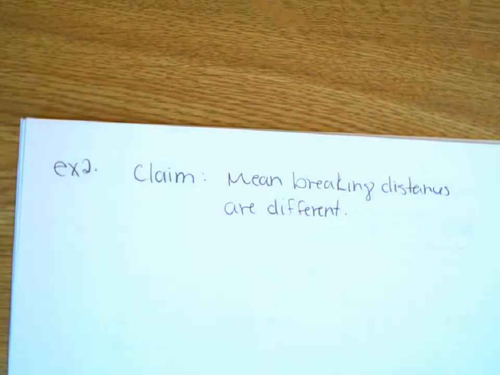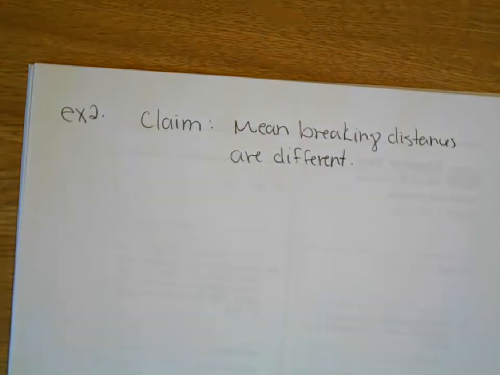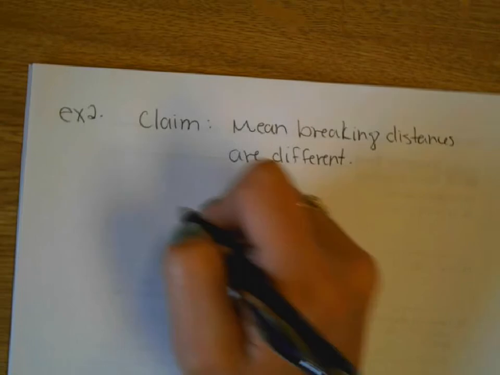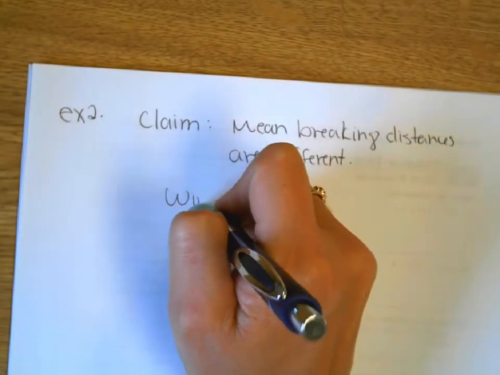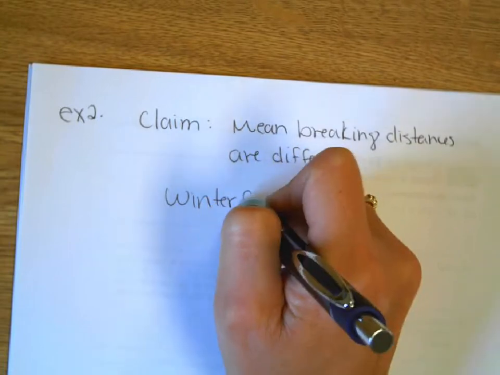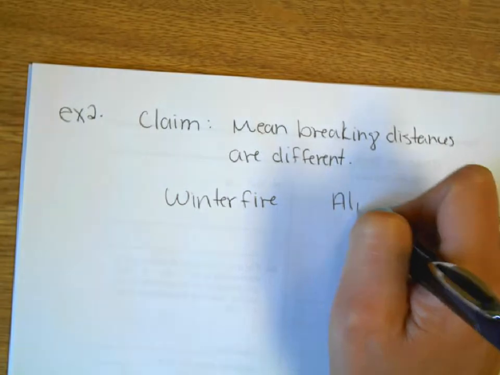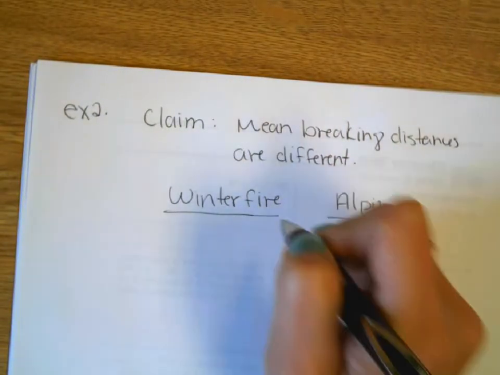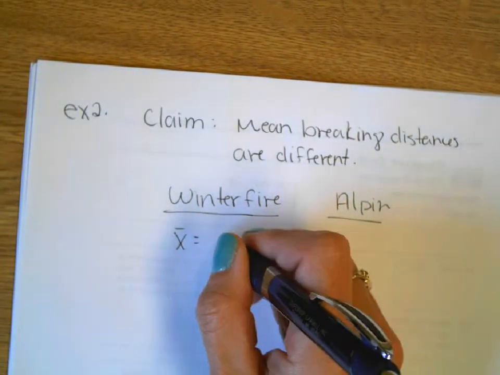Okay, we're comparing two snow tires and braking on, I don't know, snowy pavement, I don't know what kind of pavement they were. But they did a test. They compared two brands of snow tires. There was Winter Fire and Alpen tires. No, those are real. Both of these are real.